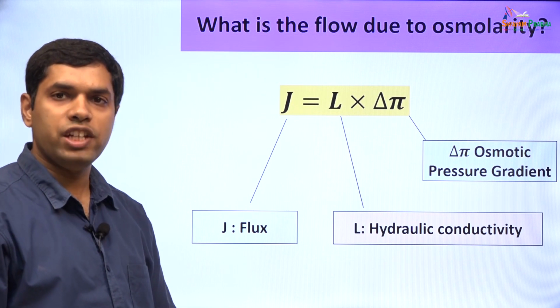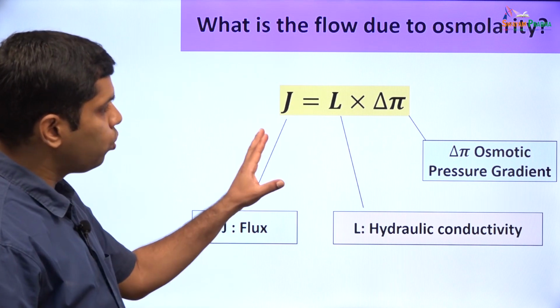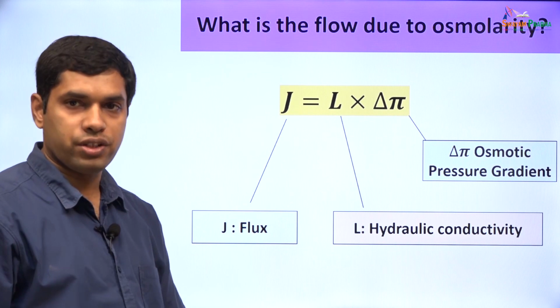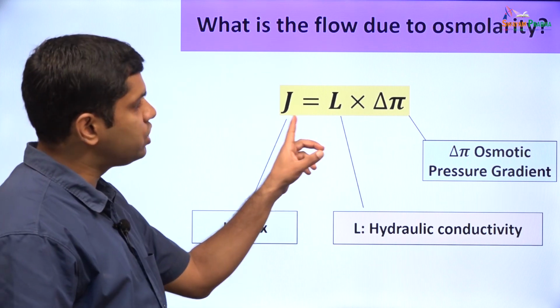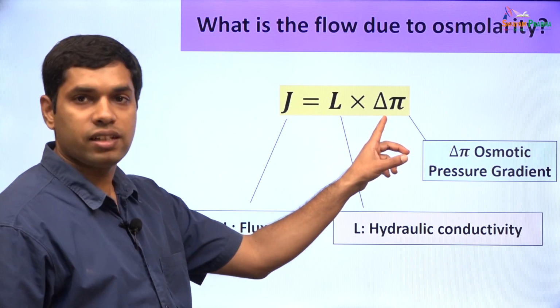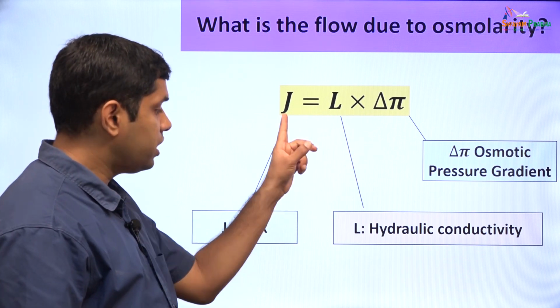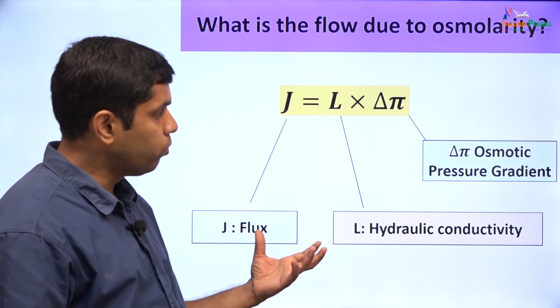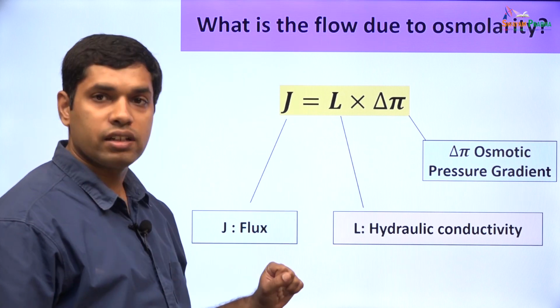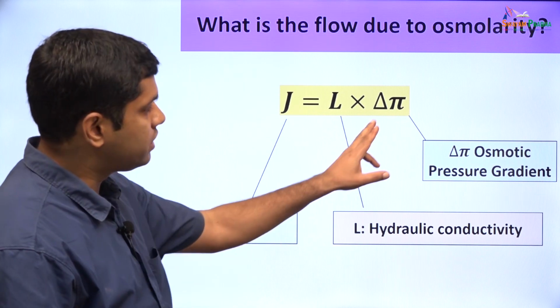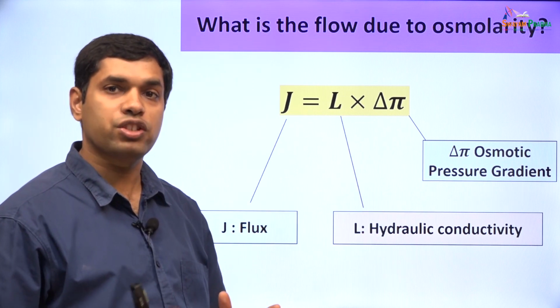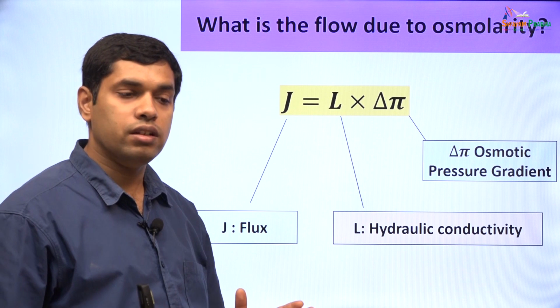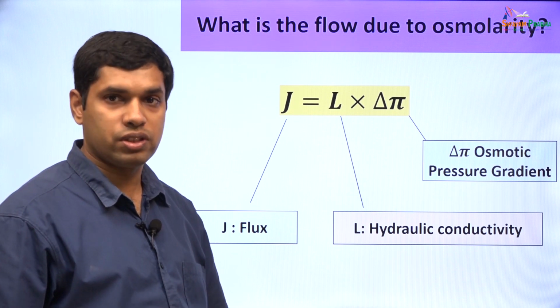Now, how do you measure the flow due to an osmotic pressure? The flow through an osmotic pressure is given by this equation: J is equal to L times delta pi, where J is the flux or the total flow, L is the hydraulic conductivity, and delta pi is the osmotic pressure gradient or the osmotic pressure difference between the two compartments.